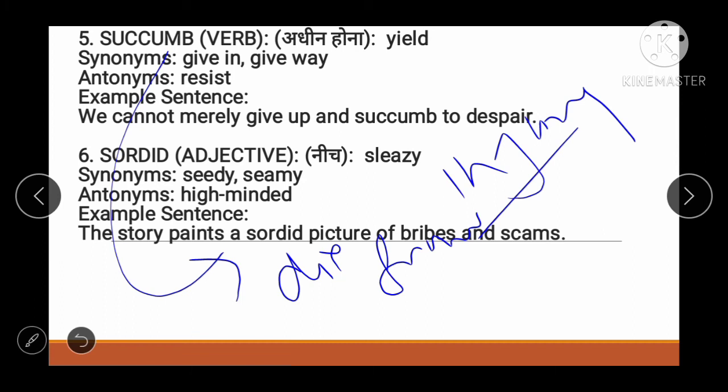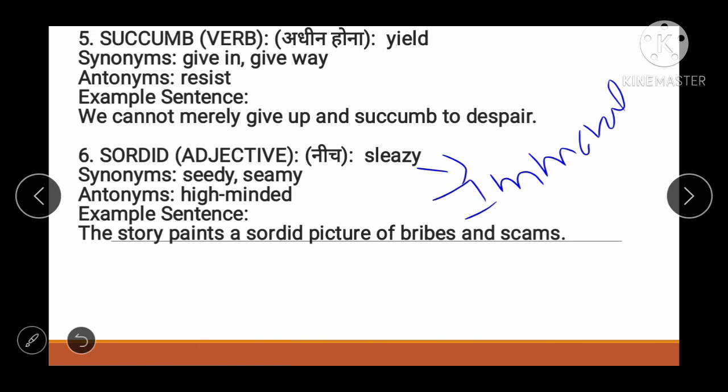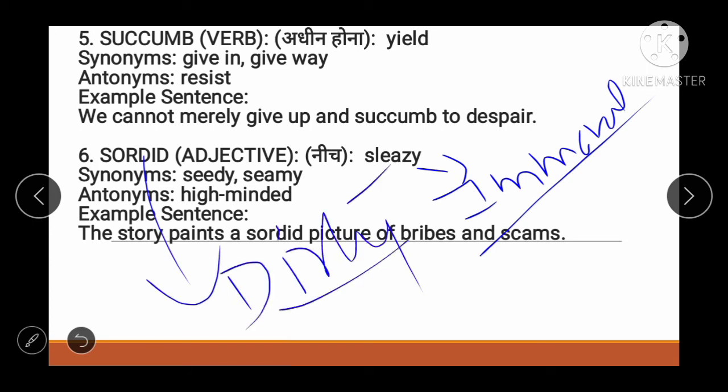It is sordid. See friends, sordid is an important word which means sleazy. Okay, you might have a word lazy, but it's not lazy, it's sleazy. Okay, sleazy means immoral, something which is immoral. Let's understand what is sordid. Sordid means क्या होता है ना, dirty. Simply we can say it's dirty. So synonym would be seedy and seamy.